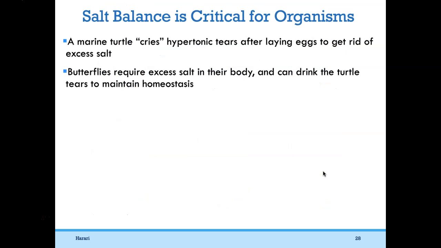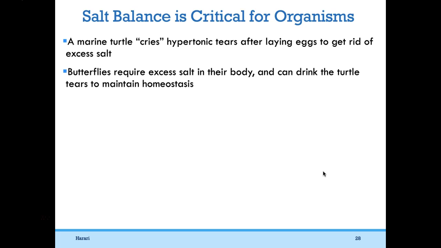So just a little fun fact, a marine turtle cries hypertonic tears after it lays eggs on land to get rid of any excess salt. So all organisms have to maintain this salt balance, right? It's part of homeostasis. So this marine turtle that was just underwater is now on land and has to balance the salt inside of its body. So it's going to cry to just get rid of excess salt.